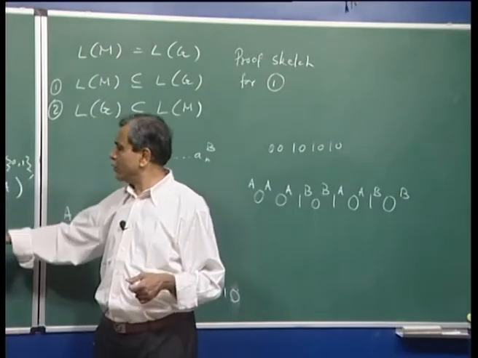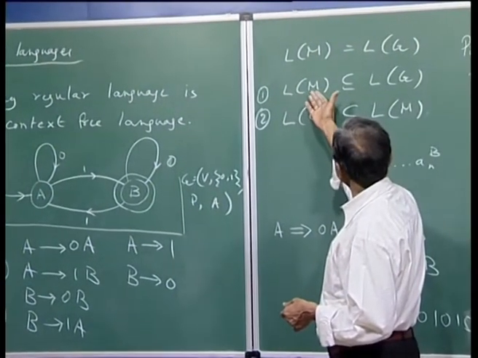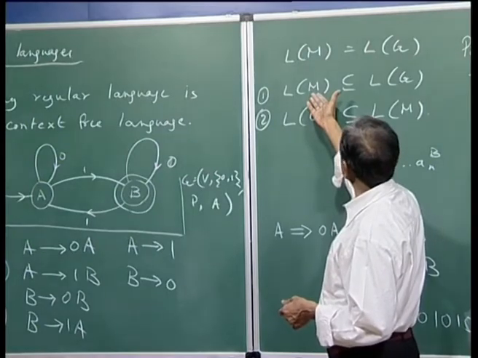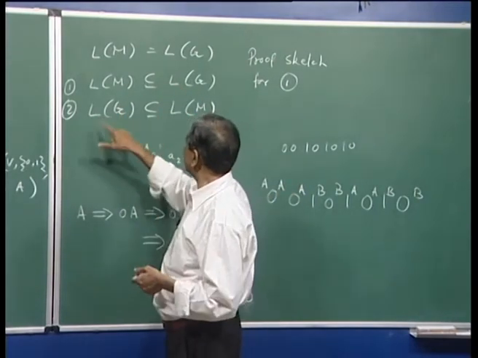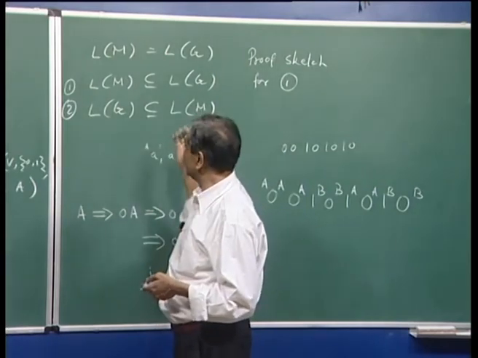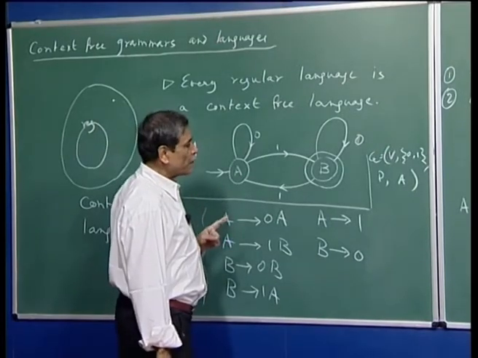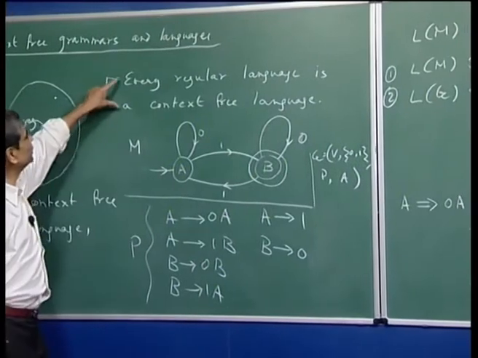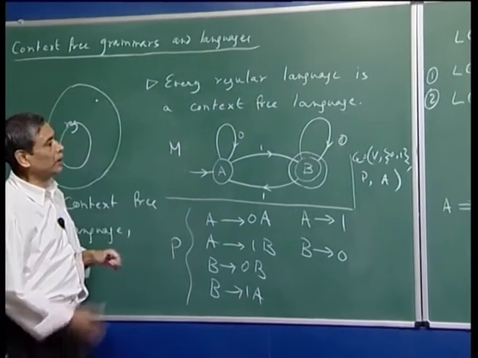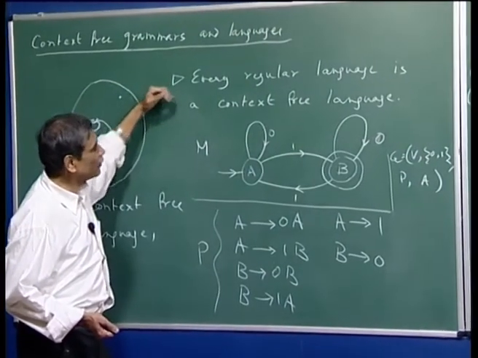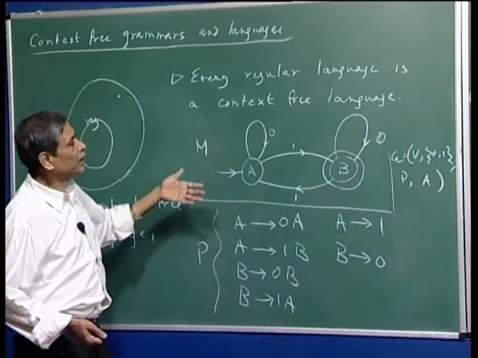I will not formally prove this. It is not too difficult to prove both these parts. I sketched this side: every string which is accepted by the machine M can also be generated by the grammar G. And it is not too difficult, using the same intuition, to show that every string which is generated by the grammar G is also accepted by machine M for this particular example. I will not prove that, but let me indicate what I should do in general. This is the statement which we would like to prove, and I gave you one example. Given a regular language, in this example at least we know how we could get a context free grammar which generates the same language.